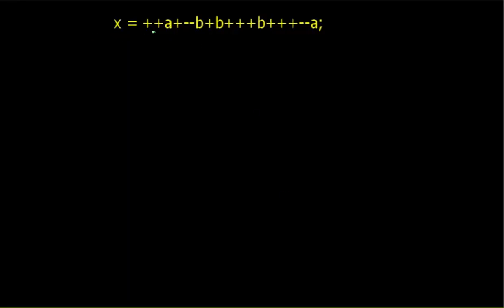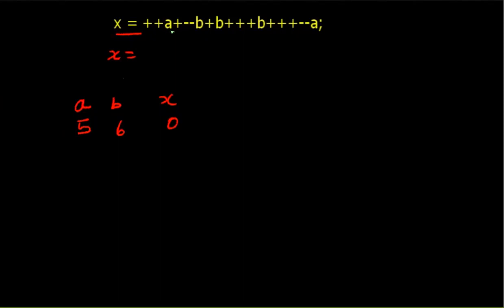We have the equation typed over here. Now the initial values are given to us for the three variables: a equals 5, b equals 6, and x equals 0. So let's try to find what will be the output of this program. So x equals, I'm writing the equation over here in my way.